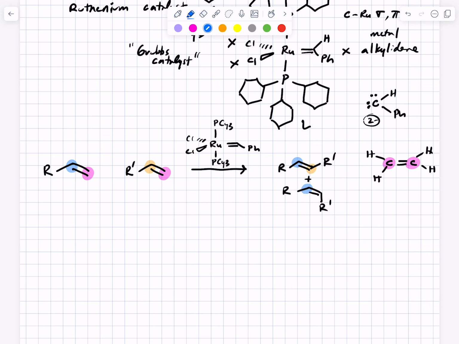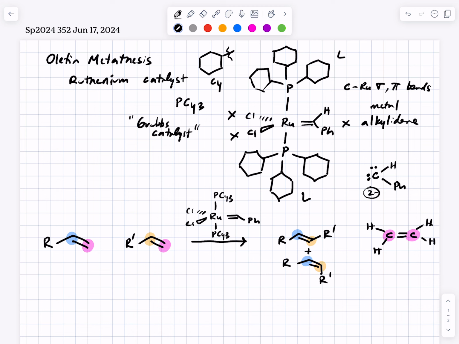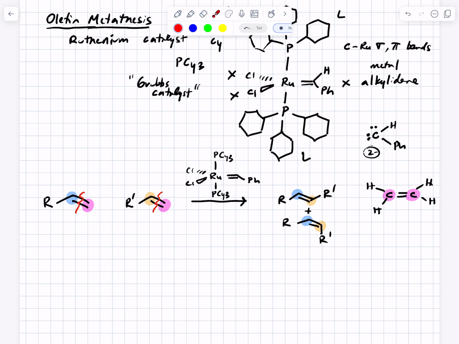I like to think of this reaction as sort of a Lego building reaction where you take two pieces, you pop them apart, you take two other pieces, you pop them apart, and then you mix and match. And that's really the meaning of the reaction name metathesis. That's basically breaking the carbon-carbon sigma and pi bonds, putting the orange and the blue carbons together, and then putting the pink carbons together.